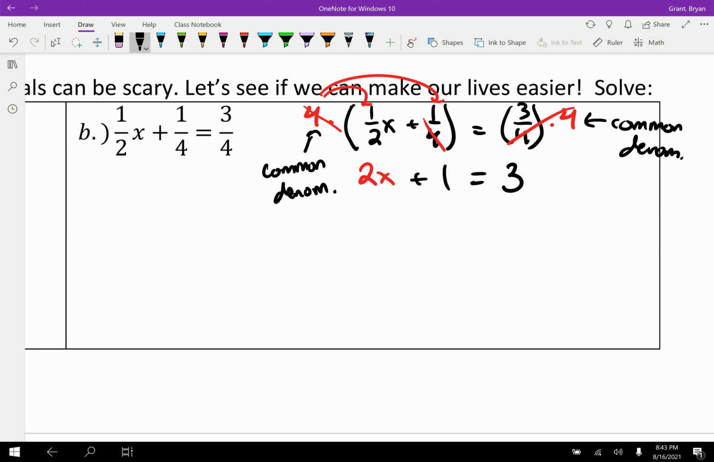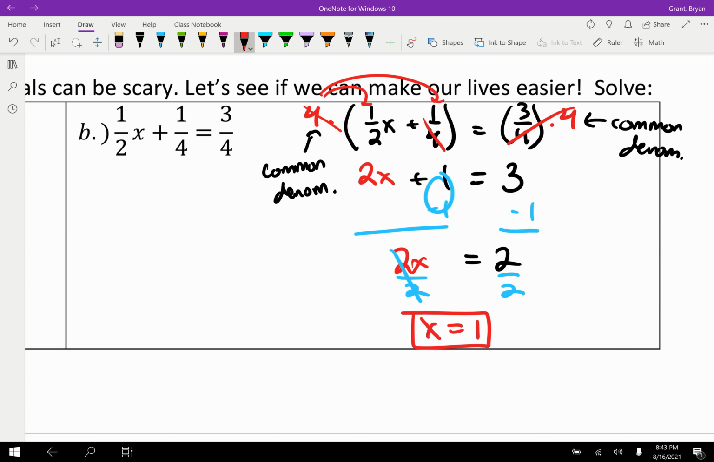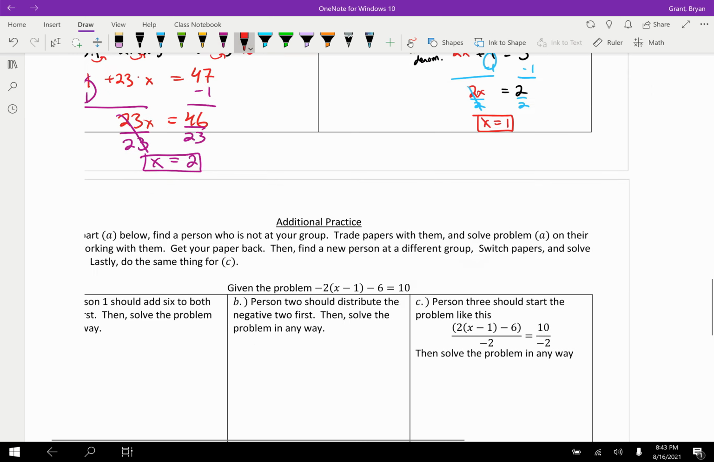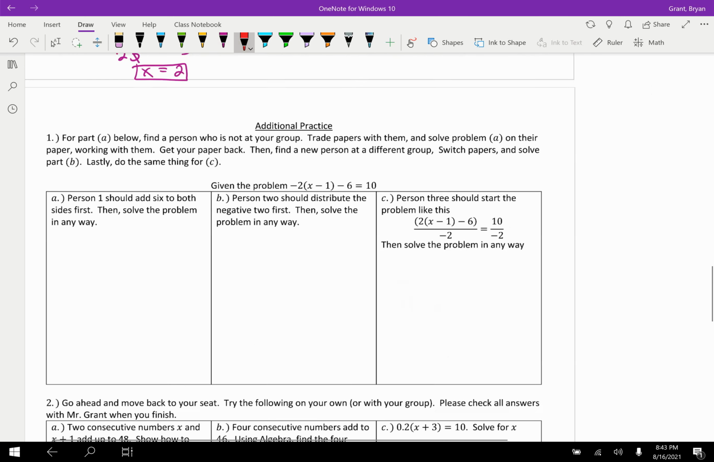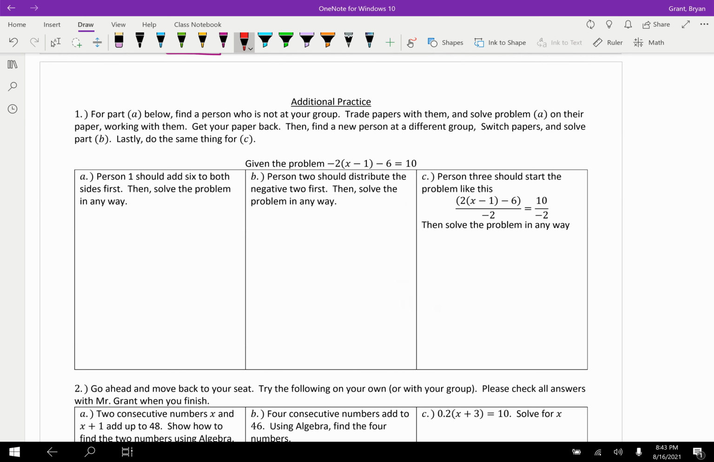Now I just have 2x plus 1 equals 3. Now we have SADMAP. Subtract 1 from each side. This gives us 2x equals 2. Divide both sides by 2. And we end up with x equals 1. Nothing bad at all.